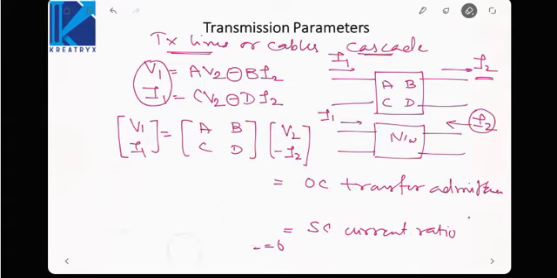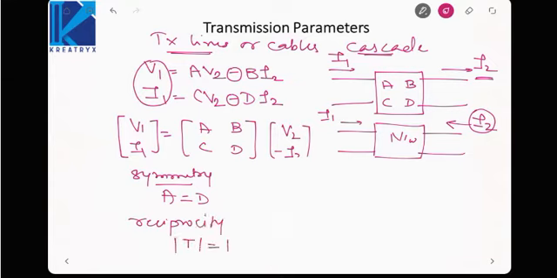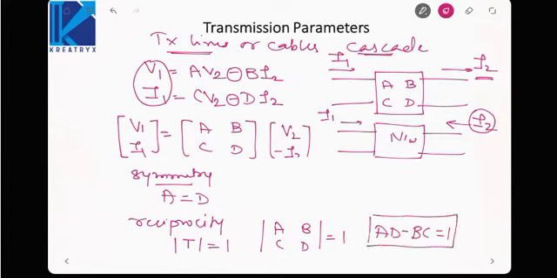Now, the condition for symmetry and reciprocity for these parameters is, for symmetry, A is equal to D. For reciprocity, mod T equal to 1, that is mod of ABCD equal to 1, that is AD minus BC equal to 1. This is the condition for the case of a reciprocal network.